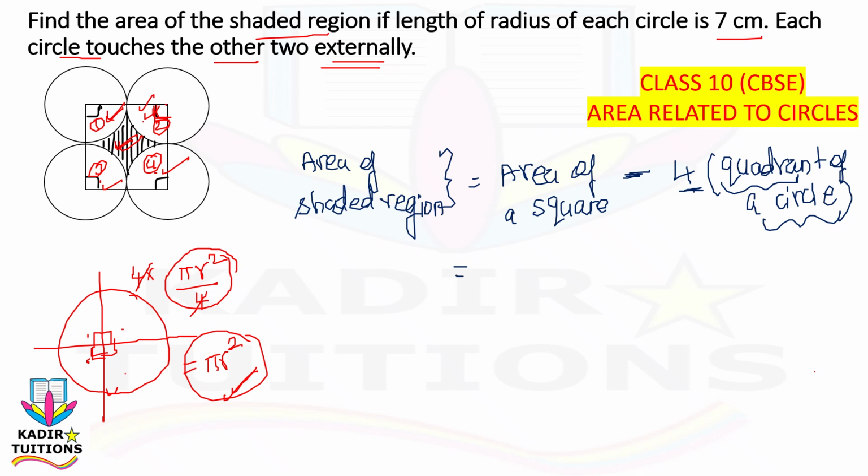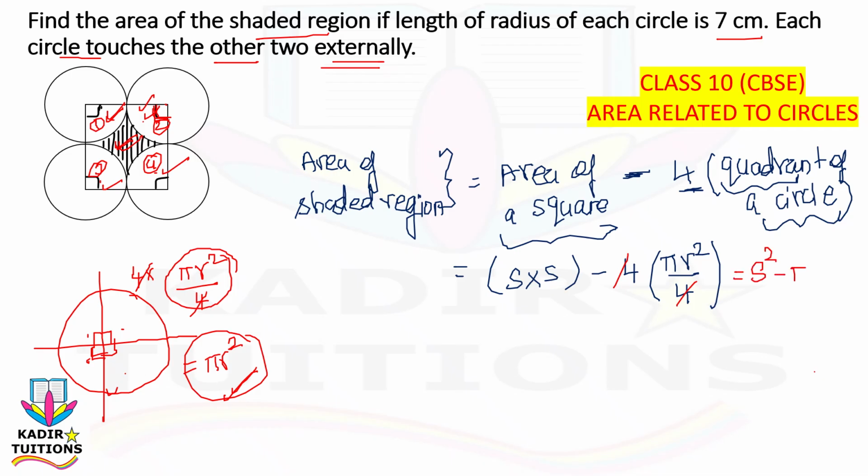So what is the area of a square? Area of a square is side into side. First we'll derive the formula, later we'll get the data. And 4 into, what is the quadrant of a circle? Area of the quadrant of a circle is pi r square by 4. So here I told you 4 and 4 are going to get cancelled. So at last we are left with the formula s square minus pi r square. So what is the side of the square? That we have to see. How do we find the side of the square?